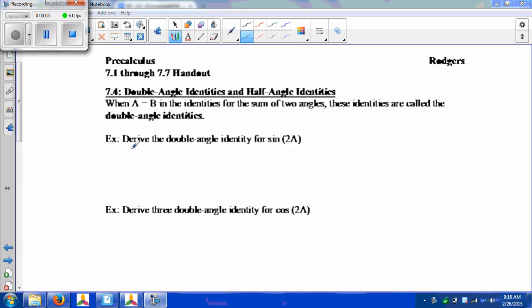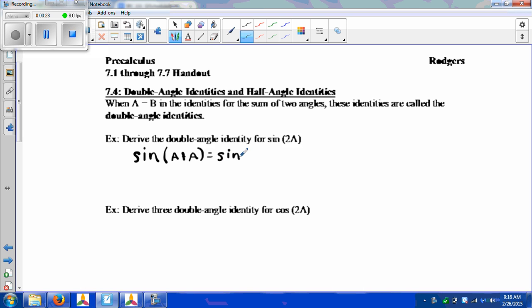Okay, so we're going to start with deriving the double angle identity for the sine of 2a. Now, the sine of 2a could be written as the sine of a plus a. Then, if we were going to use the formula for the addition of two angles in a trigonometric function, we can do the sine.